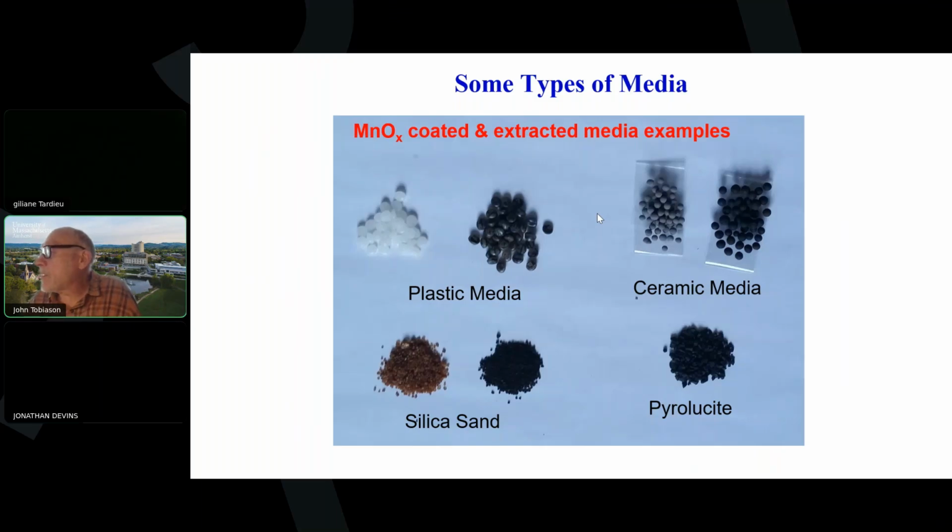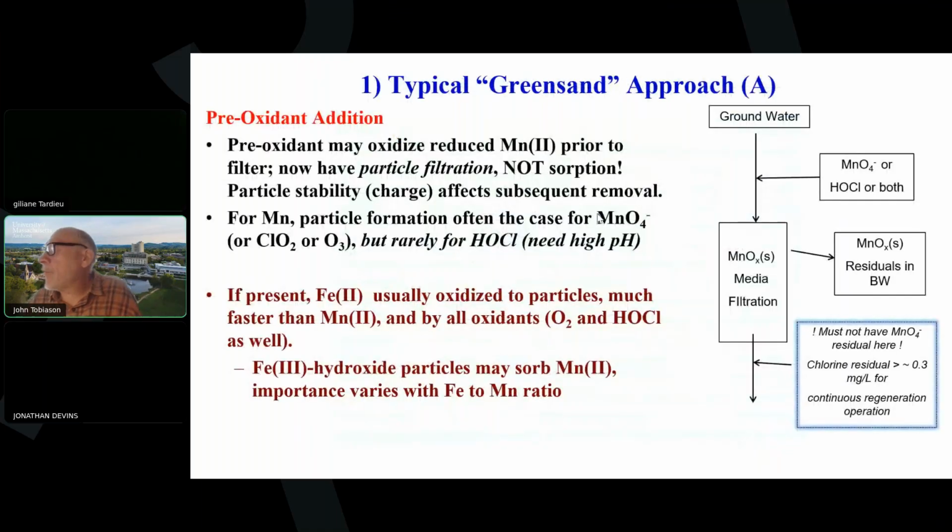Silica sand, one side extracted, one side coated. And ceramic media, that was in this case purchased as the uncoated and then coated in the field to make the coated media. And then pyrolusite is manganese oxide, and there's only one picture because if you dissolve that, there's nothing left. So a typical green sand approach involves things like a pre-oxidant addition, which we may add.